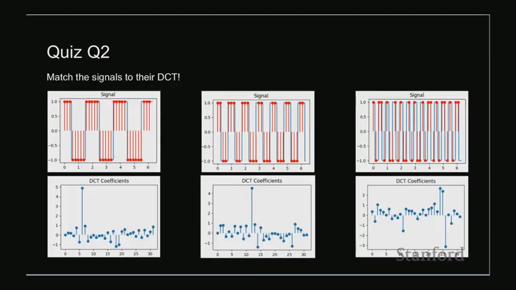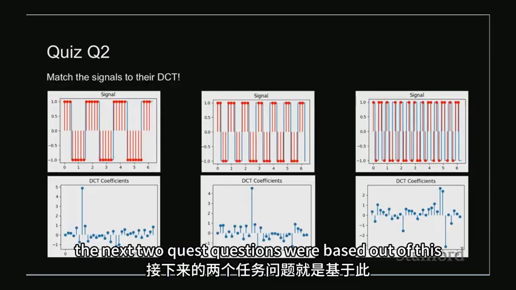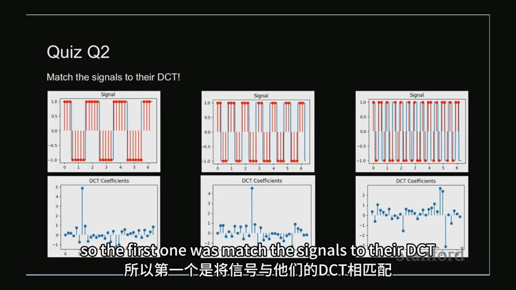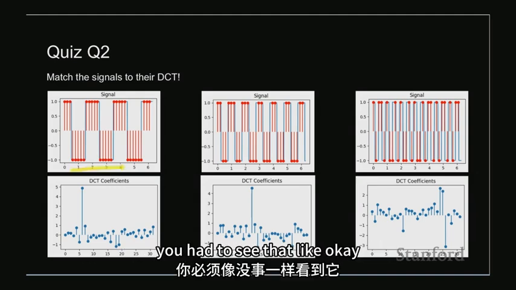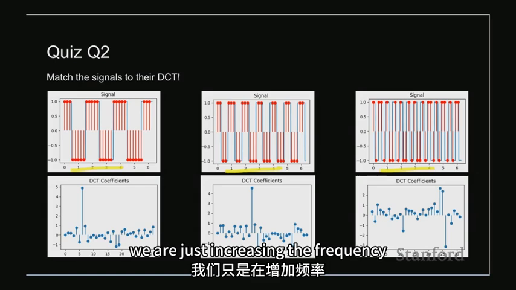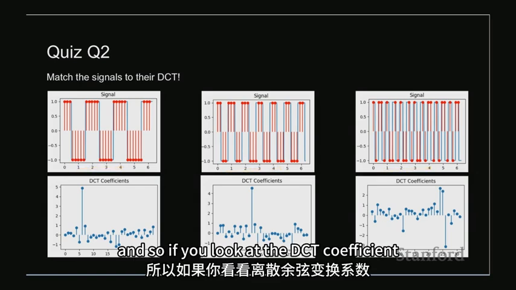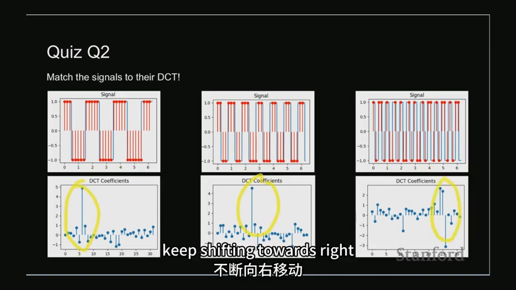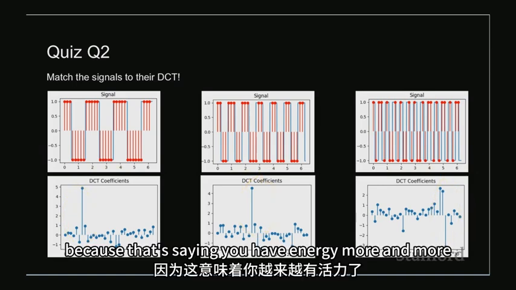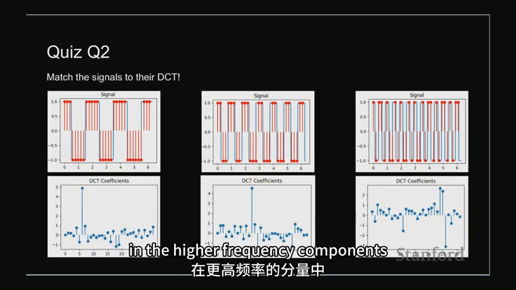Okay. And so the next two quiz questions were based out of this. So the first one was match the signals to their DCT. So you didn't have to do really anything. You had to see that for different signals, we are just increasing the frequency. And so if you look at the DCT coefficient, your higher DCT coefficient will keep shifting towards right, because that's saying you have energy more and more in the higher frequency components, right?